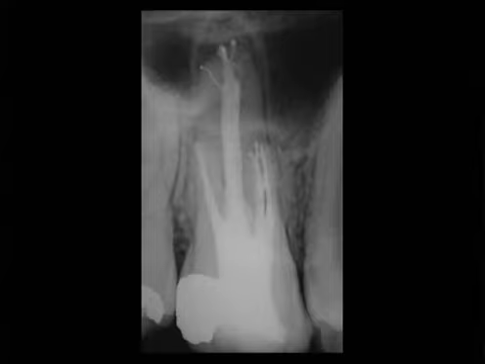The working film demonstrates the 10 file moving through this ramification to its terminus. It was exciting to see the post-treatment radiograph which revealed that we had addressed the root canal system anatomy. This should set the stage for long-term predictable success.